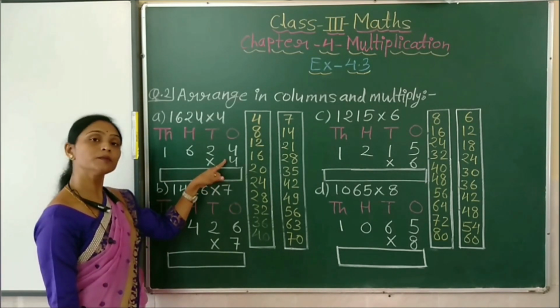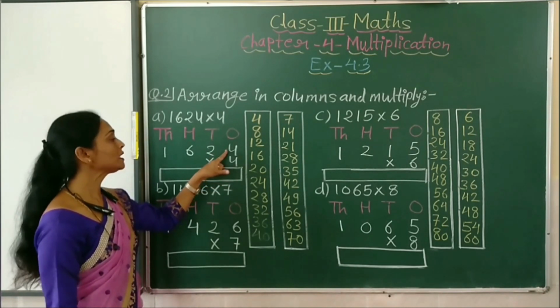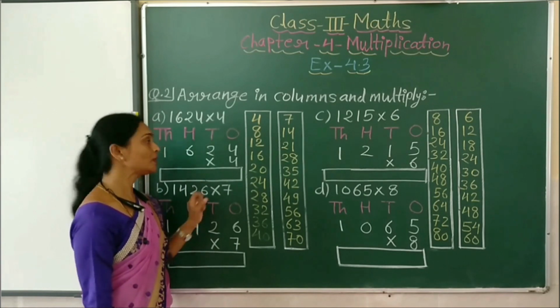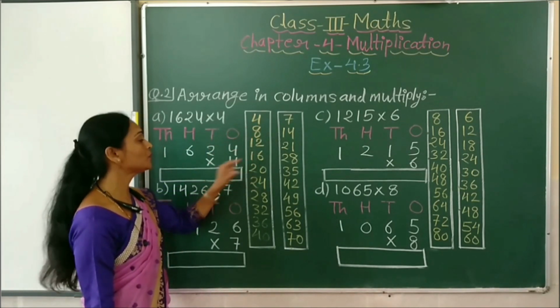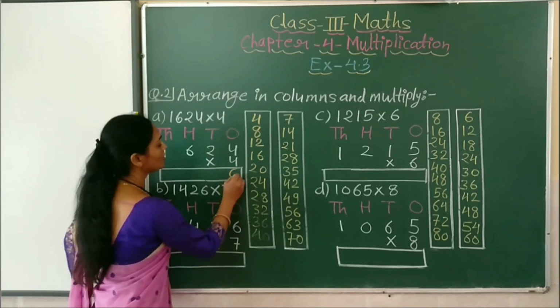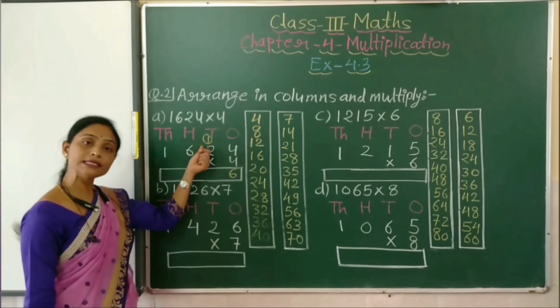We have to start from the ones place. This 4 we will multiply with this 4. So we have to read this 4's table how many times? 4 times. 4 ones are 4, 4 twos are 8, 4 threes are 12 and 4 fours are 16. So we got here 6 and 1 carry over here on tens place.